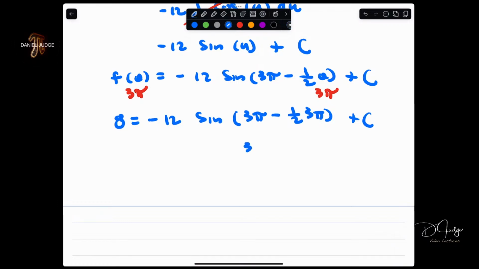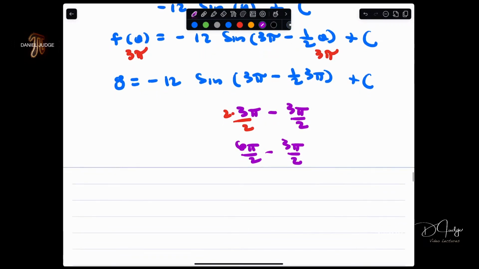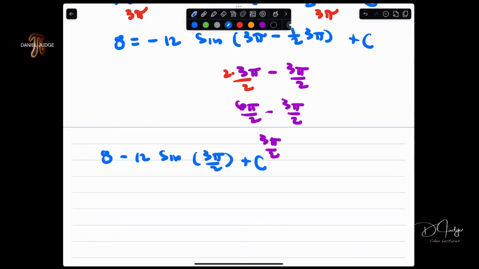Okay. So we have 3 pi. Let me get out my purple. And every time we do algebra or arithmetic. 3 pi minus, all right, 3 pi over 2. Multiply this by 2, 2. So we'll get 6 pi over 2 minus 3 pi over 2, which is simply going to be 3 pi over 2 now. So 8 minus 12 sine of 3 pi over 2 plus our constant c now. Sine of 3 pi over 2 now. Let's see, what is sine of 3 pi over 2 going to be?